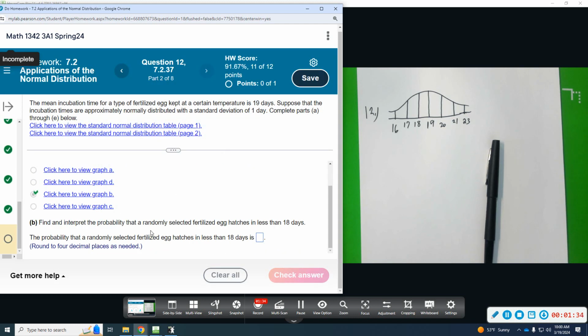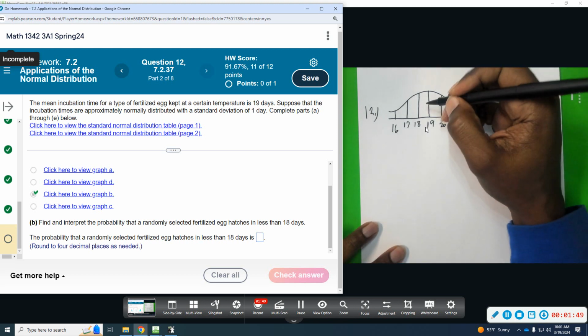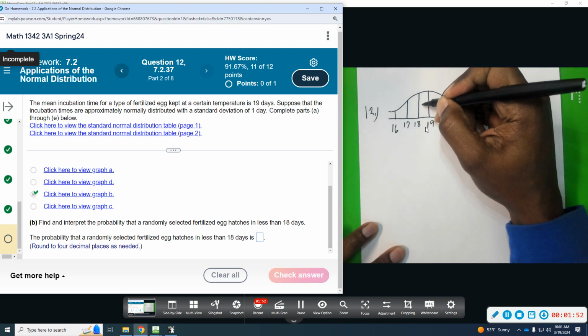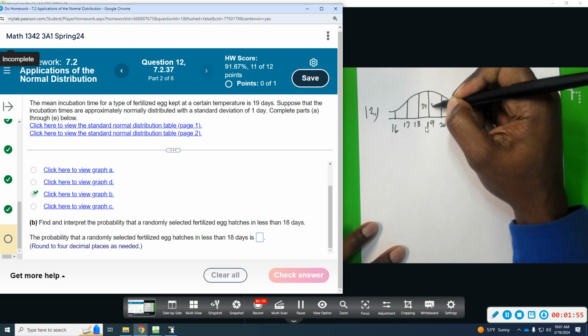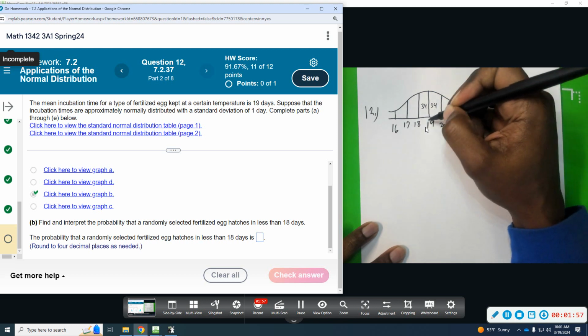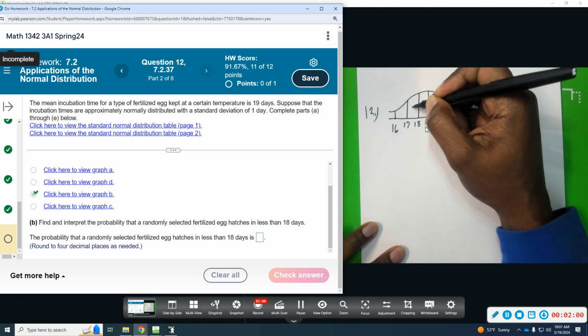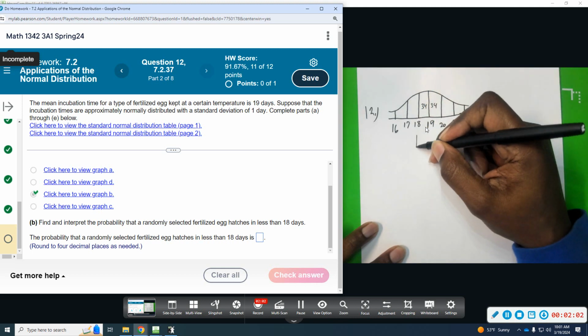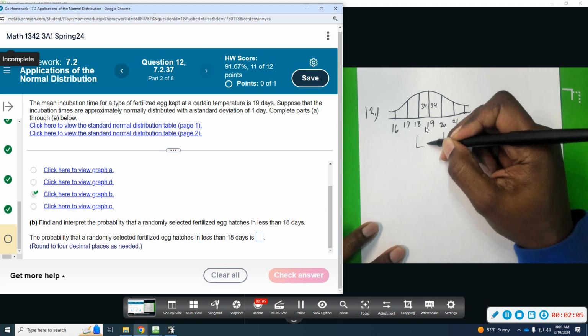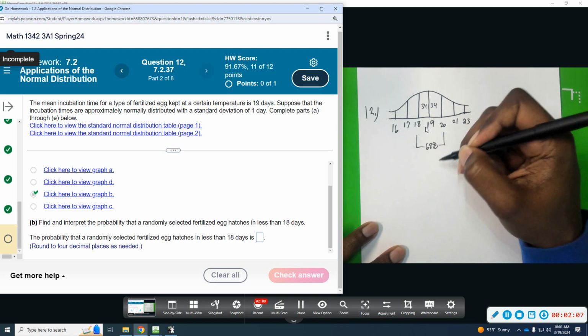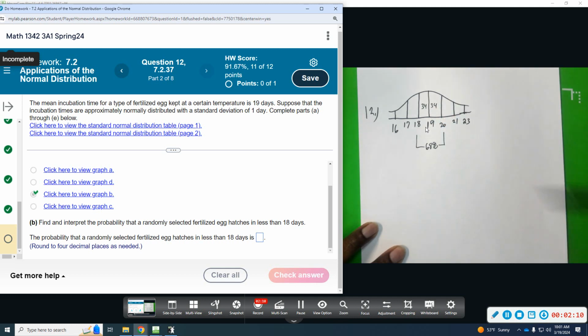We're going to find and interpret the probability that a randomly selected egg hatches in less than 18 days. Okay, so since this is approximately normal, we can actually use the empirical rule. So the empirical rule gives you a breakdown that this is 34%. So the middle is 68%, and then this was 95. So between these two numbers, one standard deviation was 68%, which divide by 2, you get 34 and 34. These are percentages.